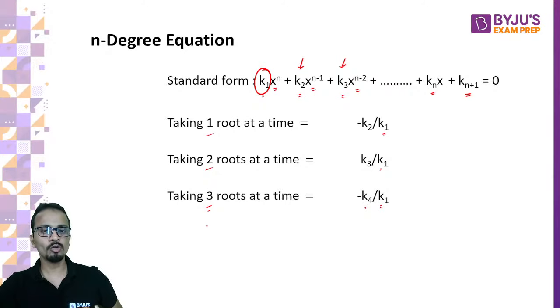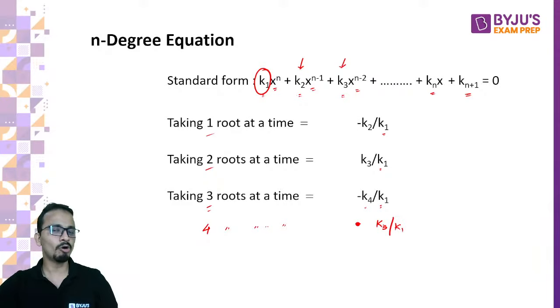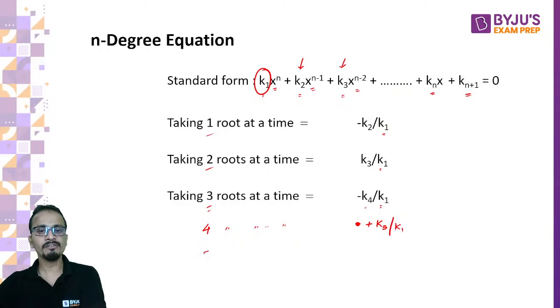All right. So if I want to write taking four roots at a time, I'll not write the plus or minus sign right now. It will be k5 divided by k1. Now I have to decide whether it will be a positive or a negative sign. So can all of you please comment whether it will be a positive or a negative sign? I started with a negative, then positive, then negative, and now for this particular case, the sign will be positive. So it will be plus k5 upon k1. Taking 5 roots at a time, it will be k6 upon k1 with a negative sign.